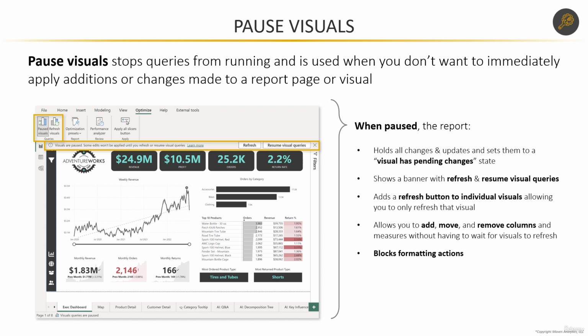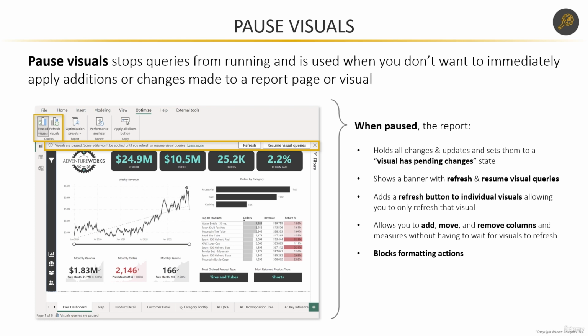Fourth, you can speed up your DAX measure and calculated column process by adding, moving, and removing calculations without having to wait for visuals to process the updates. And then last but not least here, our formatting options are blocked while visuals are paused. Formatting options are based on the data in the visual, and when the visual is in a pending state, because the changes are on hold, formatting actually isn't available.